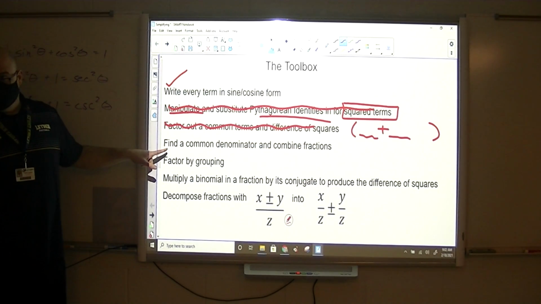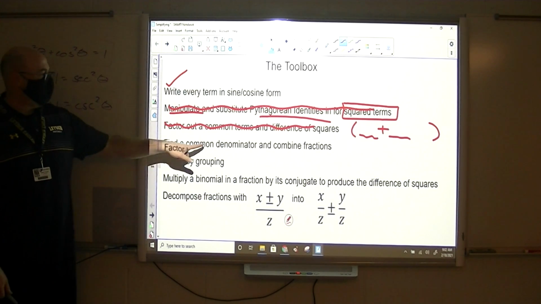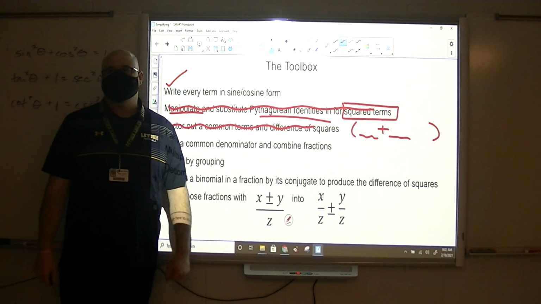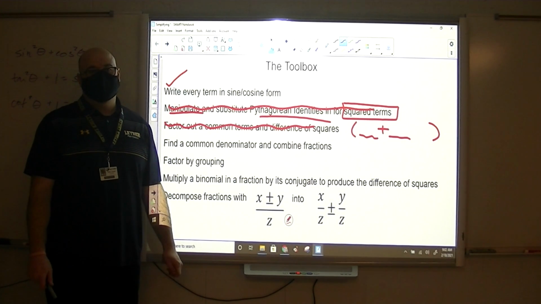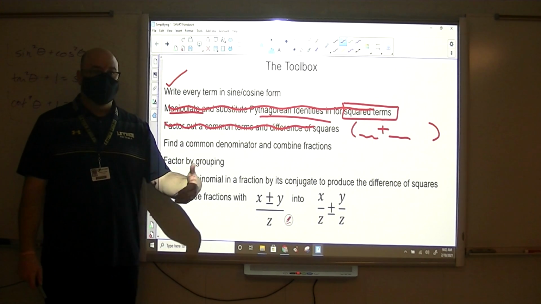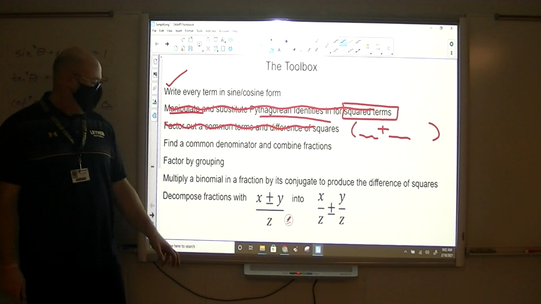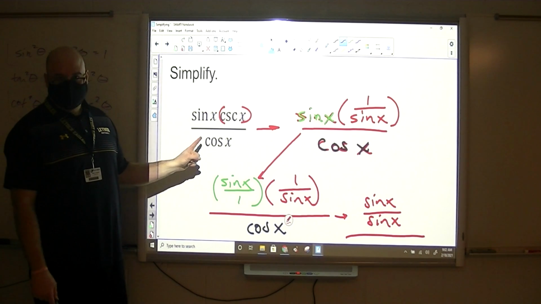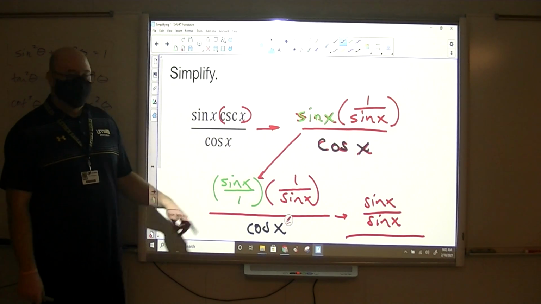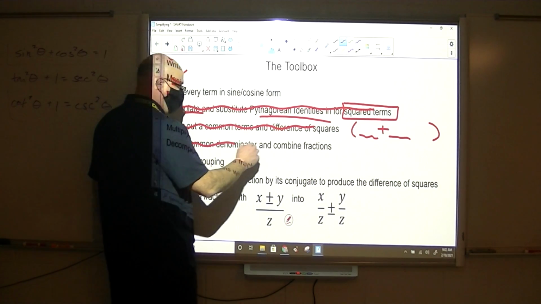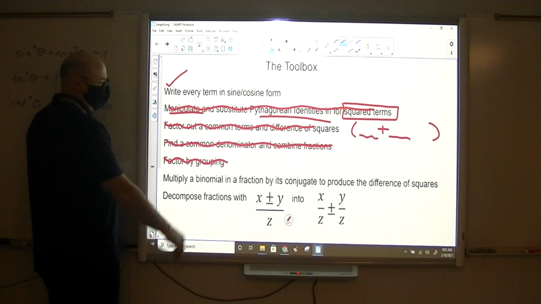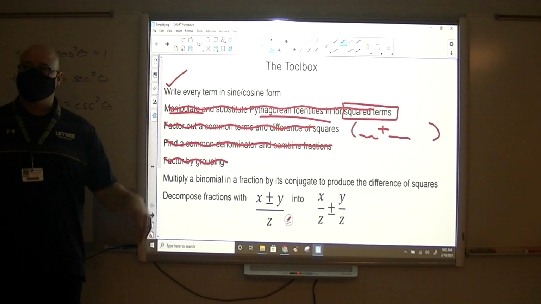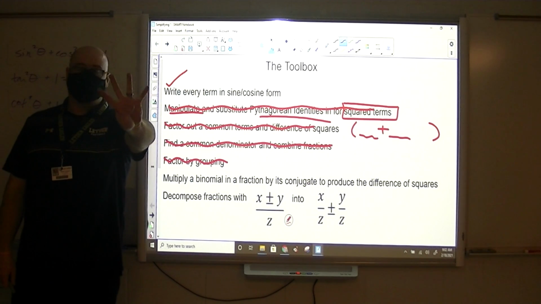Here's another tool that might work sometimes. Find a common denominator and combine fractions. Emphasis on the s, as in plural, as in more than one fraction that I see. What's that? That's one fraction. So, I wouldn't have been able to use this tool. Factor by grouping, we already said. There's no plus sign, so there's no factoring. There's no plus or minus, there's no factoring. Factoring by grouping, you need 4 terms, remember?